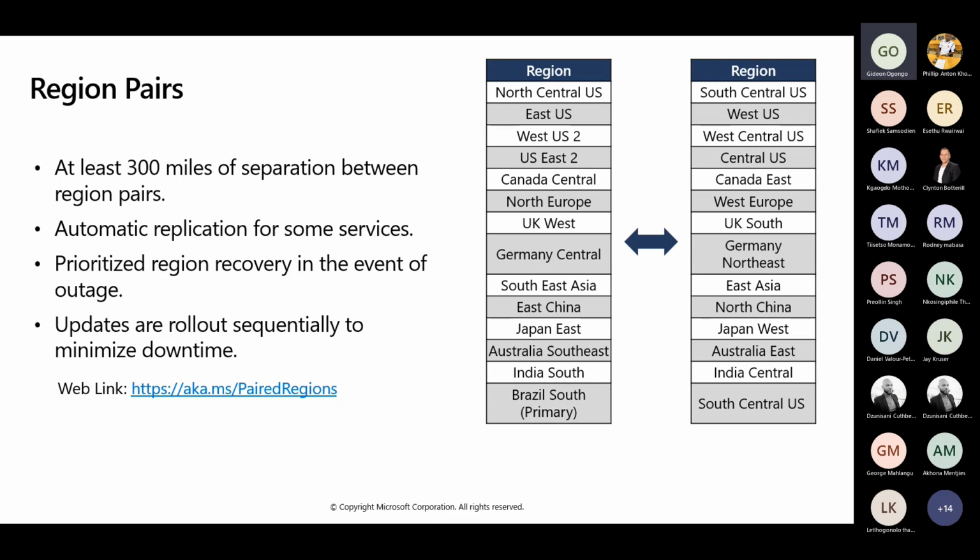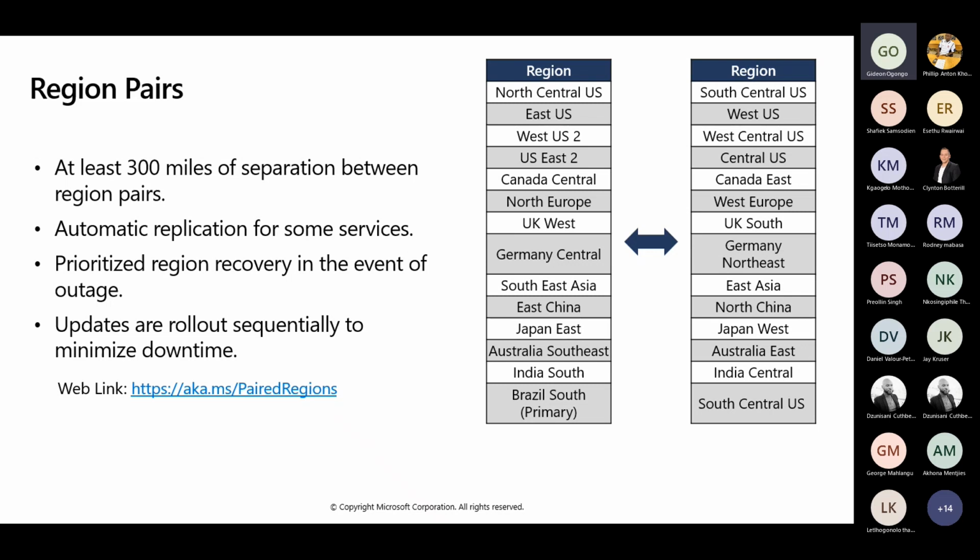Some of the things that you need to know about region pairs: one, there are at least 300 miles of separation between them. They have automatic replication, so services that are created in one region get replicated to the other region in the pair as well. Also, it prioritizes region recovery in the event of an outage. What this means is that if there is an outage, there will still be at least one region providing business continuity for some of the managed services that are running in the cloud.